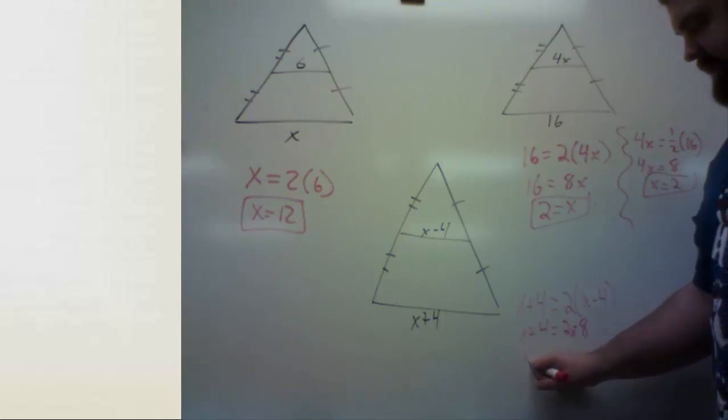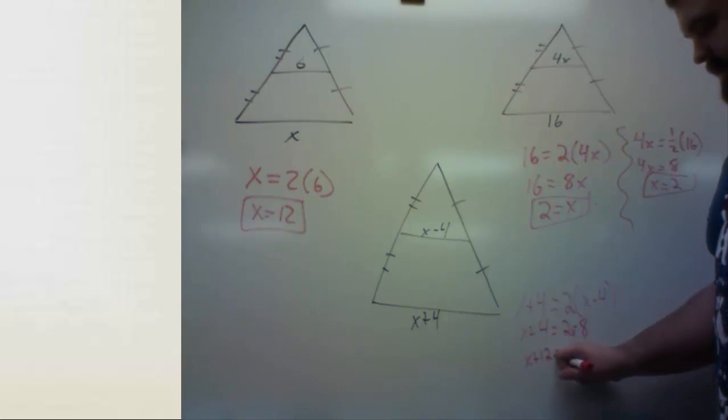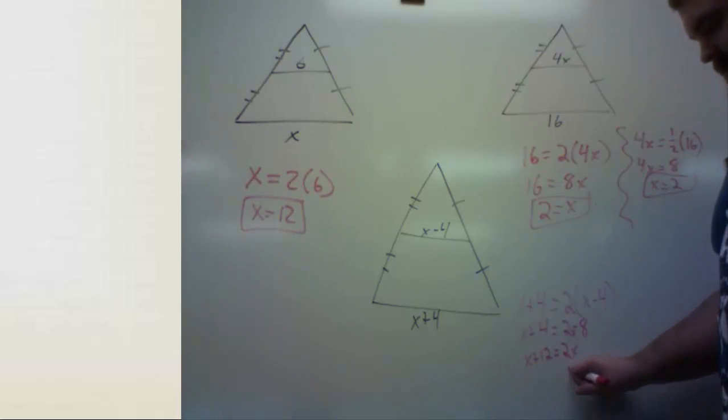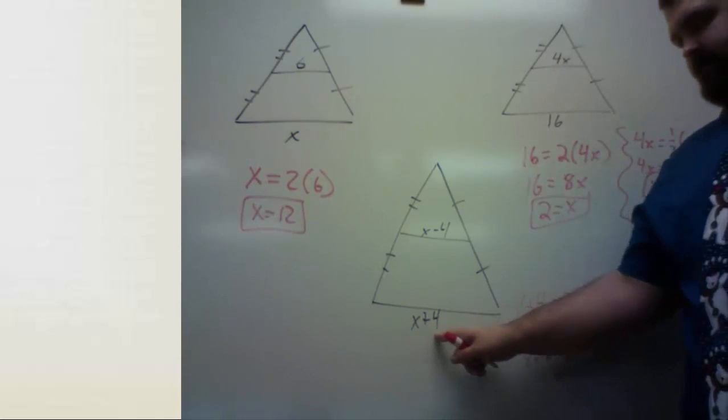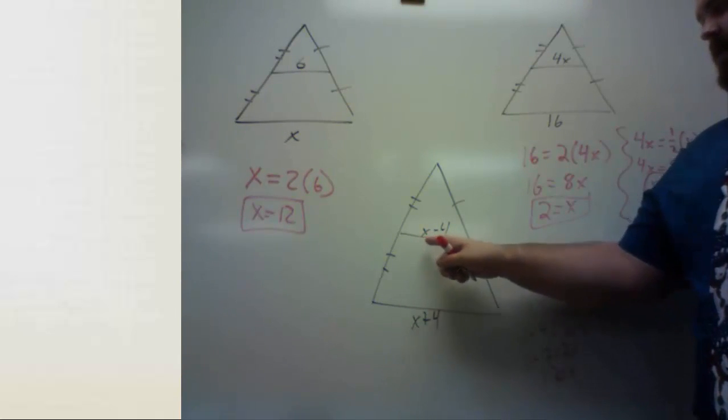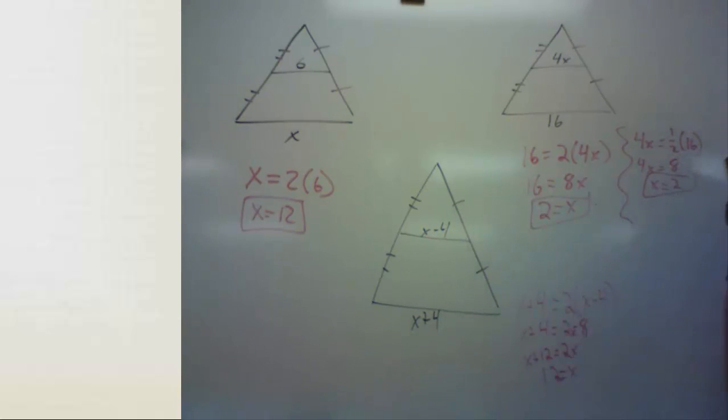Add 8 to both sides, I get x plus 12 equals 2x. Subtract x from both sides, I get x to be 12. And if I plug this in, 12 plus 4 is 16, 12 minus 4 is 8, and that is half or double depending on your perspective.